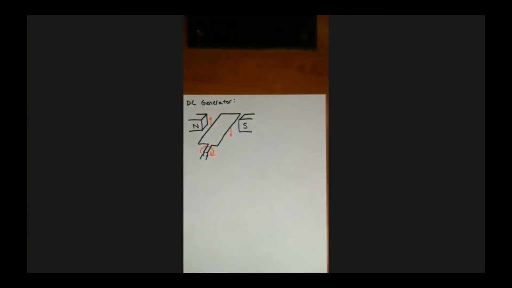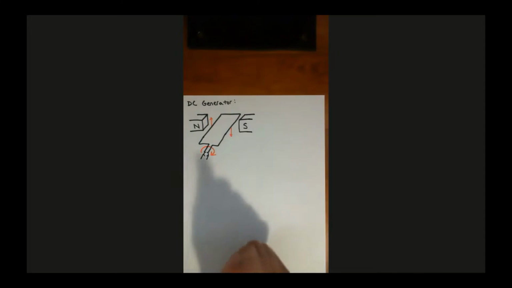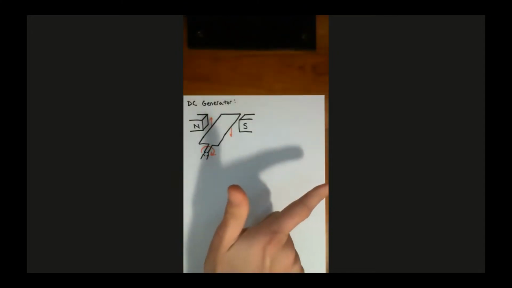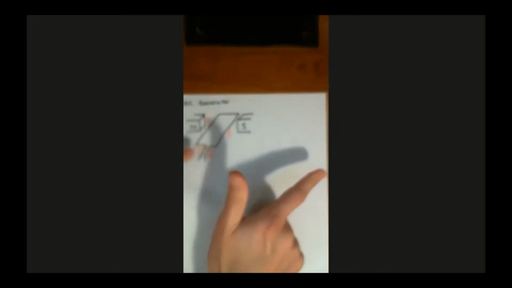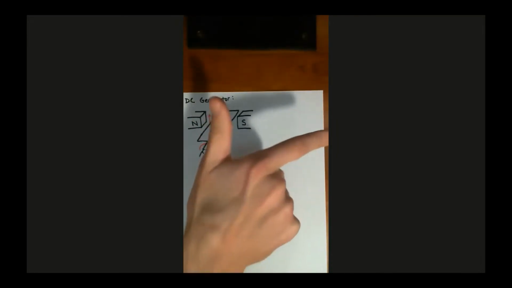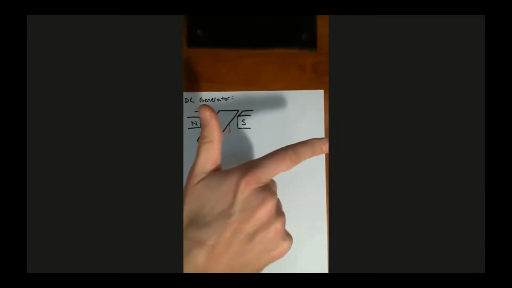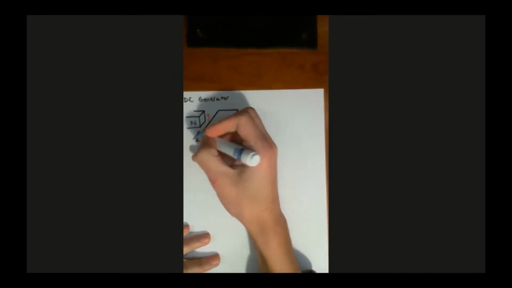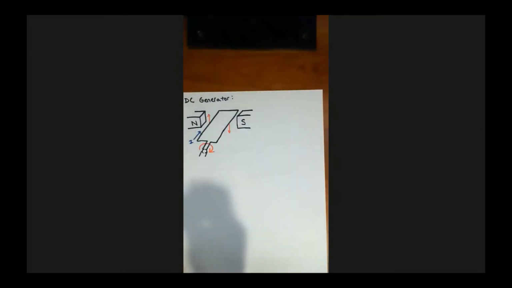So if we apply our right-hand rule for generators, because we're told it's a generator, we have our field going from left to right, and we have our motion on the left side of the armature going up. That leaves our second through fourth fingers going into the board, or into the page. So my current is going into the page here.